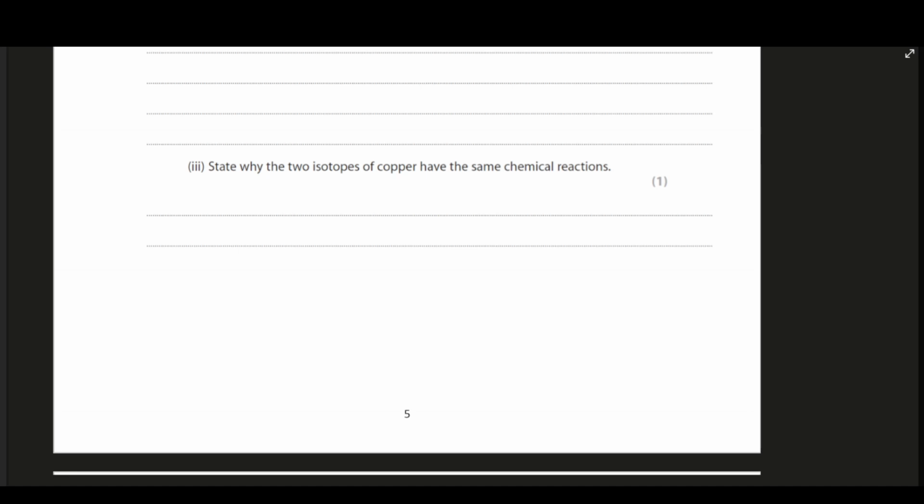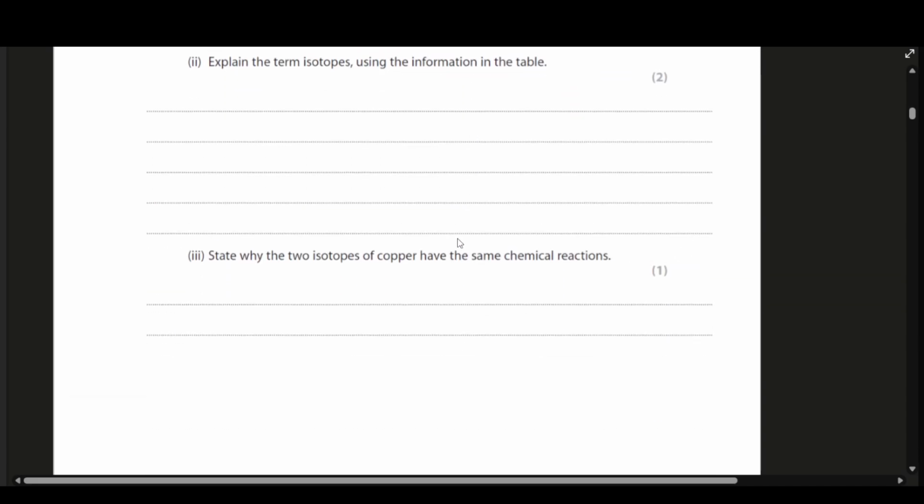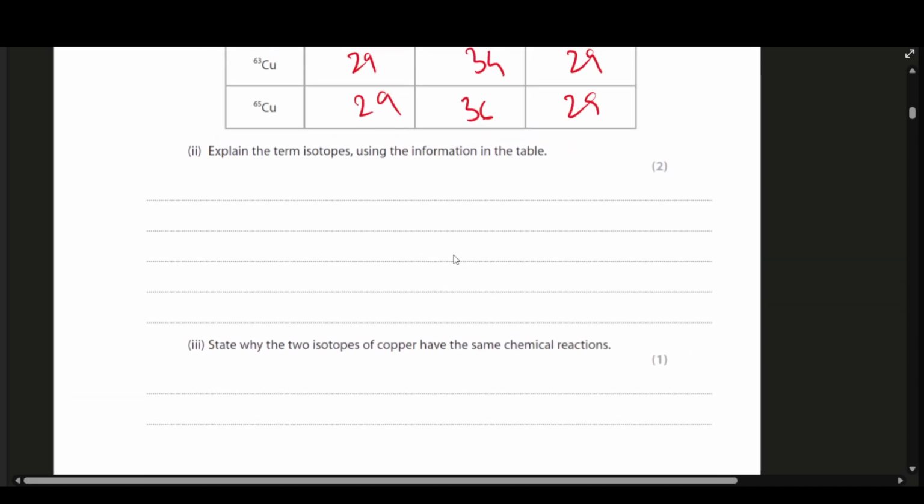Okay, again Ilham, answer. Why do you think isotopes have the same chemical reactions although they have different neutron number? First of all, you tell me, does neutron number play a huge role in determining the chemical reaction? No, right? It doesn't. So what plays an important role? Tell me, electrons or protons?